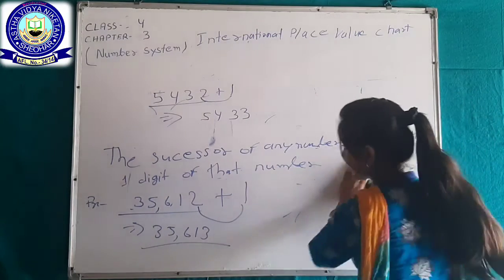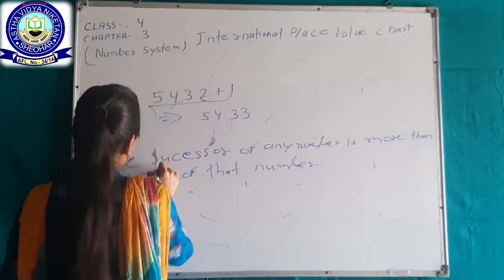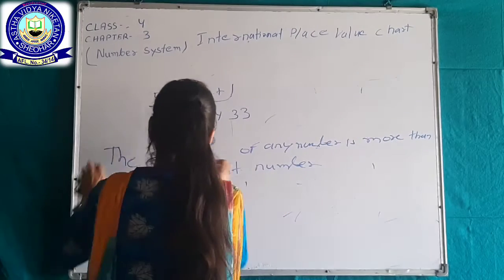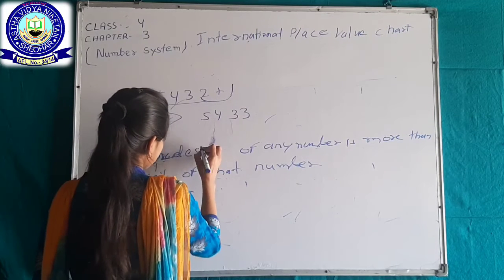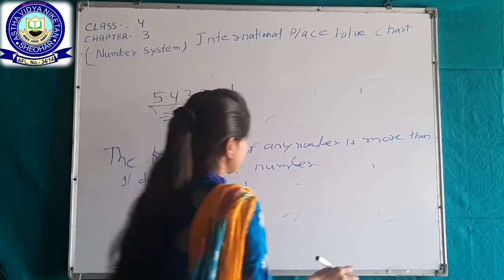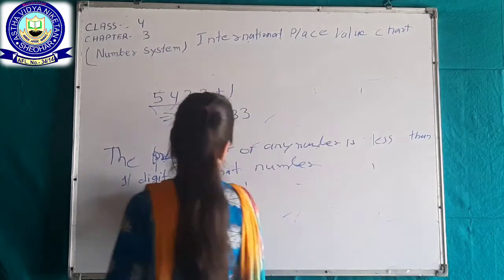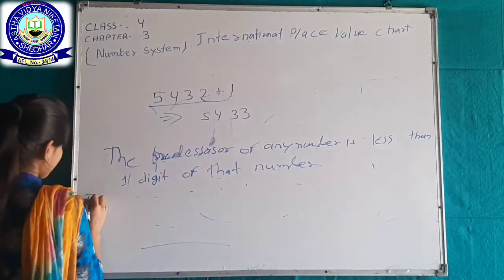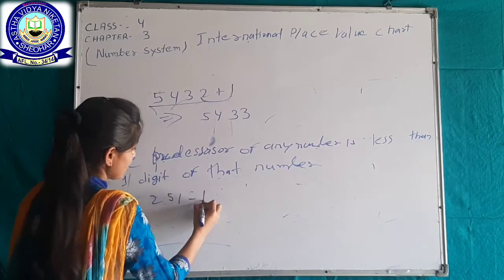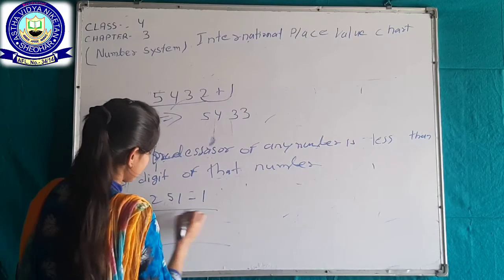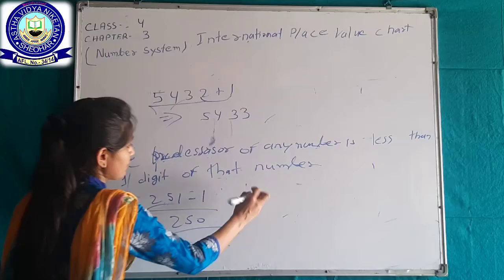And when we have to find out the predecessor of any number, the predecessor of any number is less than one of that number. Let's see an example. You have to find out the predecessor of this number. You have to subtract one. Then 250 is the predecessor of 251.